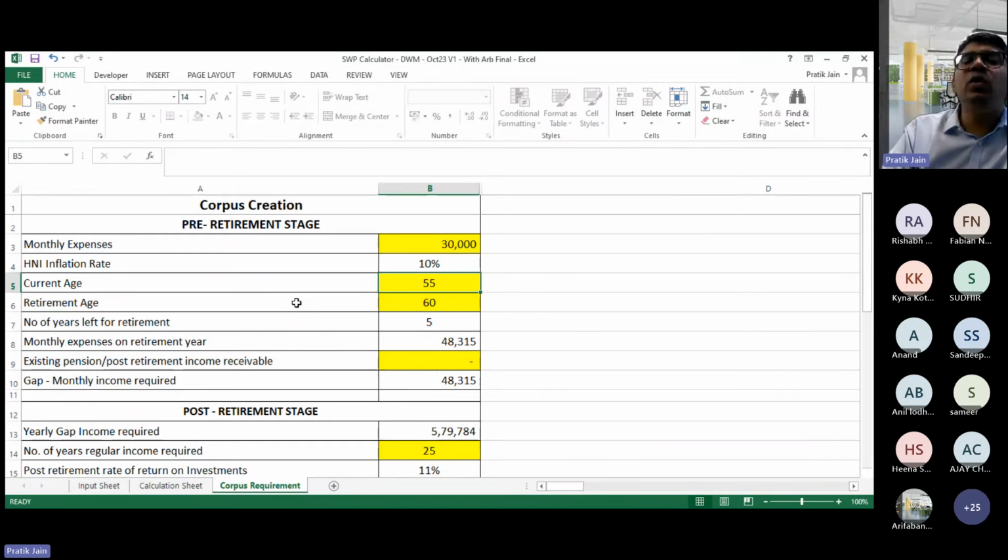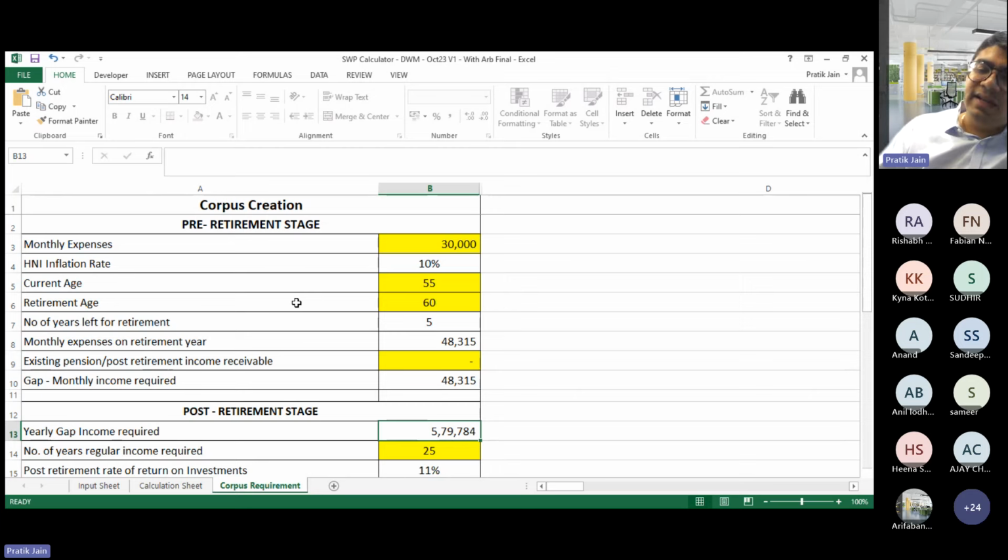आप उसकी age डाल सकते हो and उसकी retirement age भी डाल सकते हो. He wants to retire earlier, he wants to retire later, right? So retirement year पे उसका monthly expenses से approximately 50,000, right? So yearly gap required, मतलब पूरे साल में retirement year पे उसको almost 6 लाख रुपया लगने वाला है.